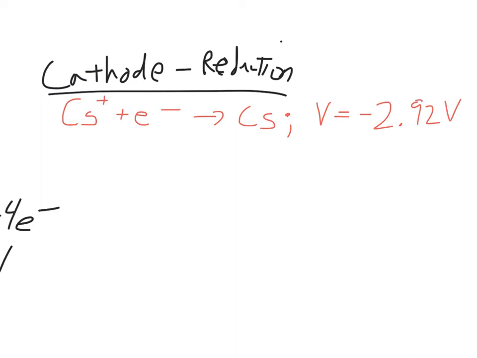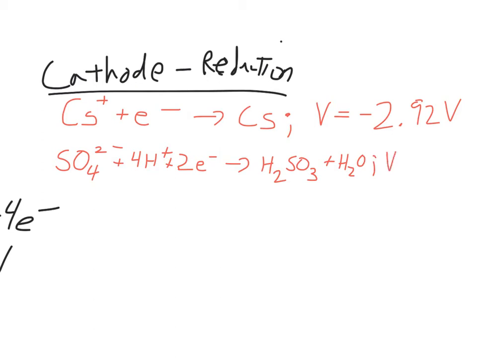Then we have to find the reduction of our sulfate, and you've used this one quite a few times in the previous parts of this problem. So I'm sure you recognize that reaction right away. And the voltage there is a positive 0.17 volts.